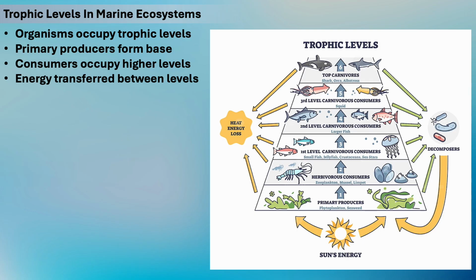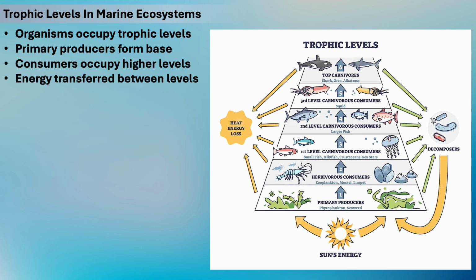The next trophic level consists of primary consumers, organisms that feed directly on primary producers. In marine ecosystems, these primary consumers are often zooplankton that graze on the phytoplankton. Small herbivorous fish may also occupy this level in some ecosystems. Above these organisms are secondary consumers, which feed on primary consumers. These might include larger zooplankton, small fish, or other predators that consume herbivorous organisms.